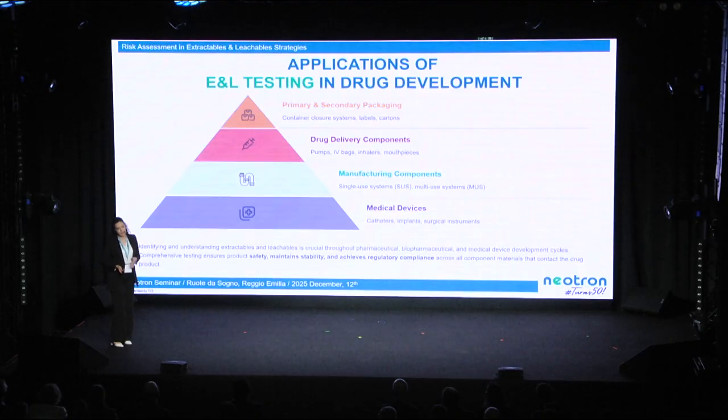And which are the main actors in the application of this kind of testing? We see that we have different actors. First of all, of course, the primary packaging and the secondary packaging. So all container closure systems, the labels and the cartons. And of course, also drug delivery components like pumps, intravenous bags, inhalers, and so on. So the first two actors are quite important because they are directly in contact with the patient. So the concern is the highest for these two main topics.